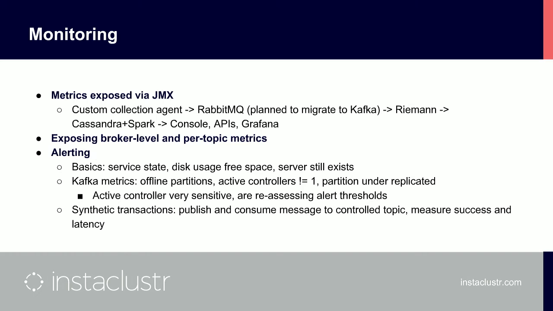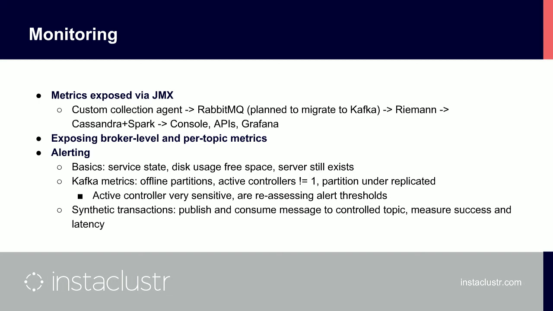We have a custom collection agent on each node that currently uses RabbitMQ to send metrics back to a Riemann stream processing engine, and we have a pretty interesting Riemann implementation that's horizontally scaled and highly available. There's a blog post we did about that implementation. We then write all the metrics into Cassandra and use Spark to do roll-ups, and that's what's then provided through our console, through our APIs, and internally through Grafana to view all of the metrics there.